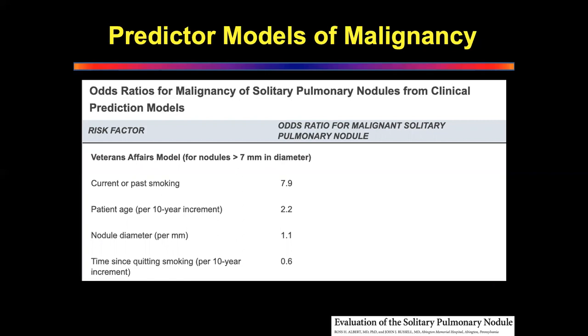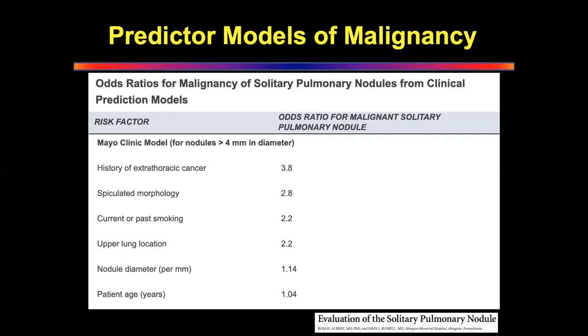See, all the questions that I'm asking you are actually directly from the guideline. So you must know the guideline inside out. It is in front of you. It's not difficult at all. They give you a marking, and if it's a current or past smoker, you give 7.9. Patient age gets 2.2 for every 10-year increment. The nodule size per millimeter increase is 1.1, and time since quitting smoking is also important.